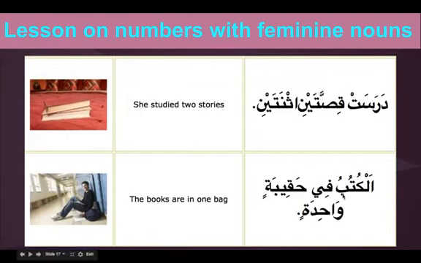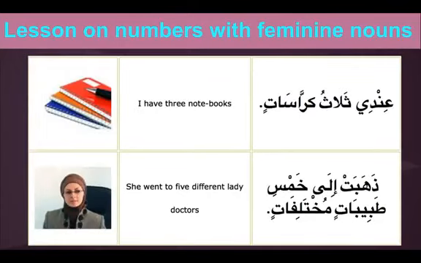Al kutubu, the books. Fi haqibatin wahidatin. See, the number comes afterwards, after the ma'dud. Al kutubu fi haqibatin wahidatin. The books are in one bag. عندي ثلاث كراسات. كراسات means notebooks. So I have three notebooks. ذهبت, same again. ذهب is a verb. تاوتانيسي. It's a feminine فعل.